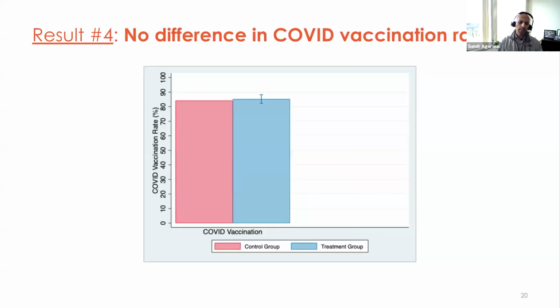And then finally, for the COVID-19 vaccine, we saw high vaccination rates in the control group of 84%, with no significant difference in the treatment group. The COVID-19 vaccine was released during this study, and vaccines were free, and there was a mass vaccination site right in Chelsea.